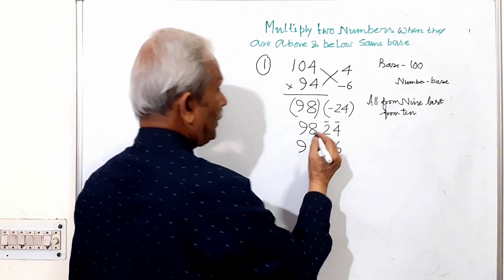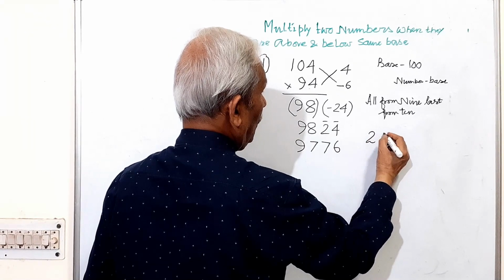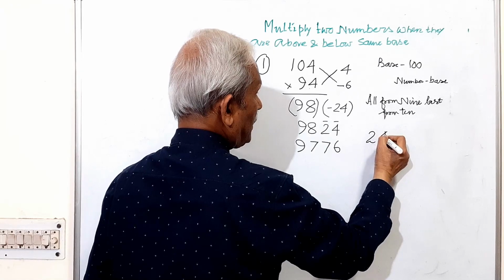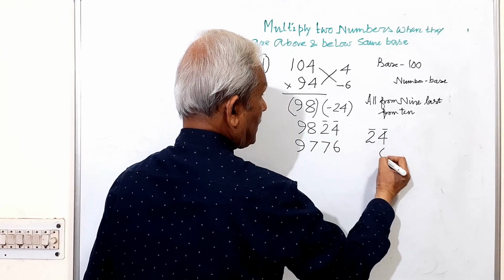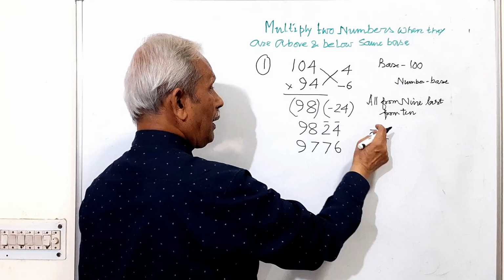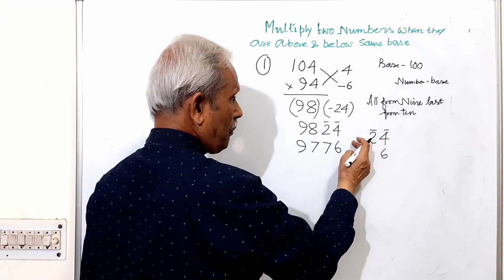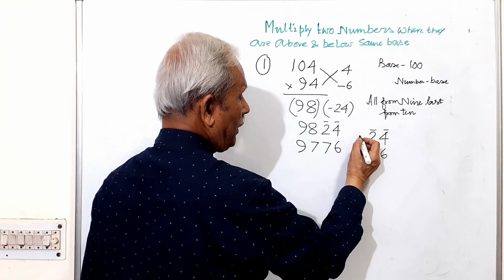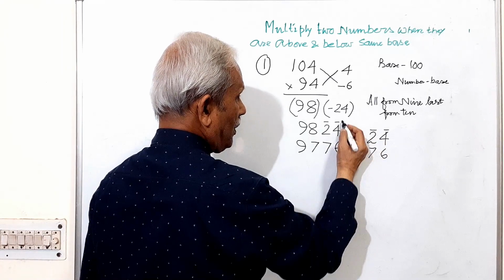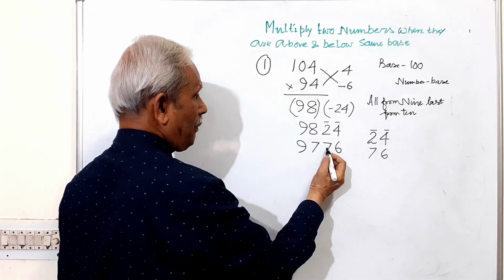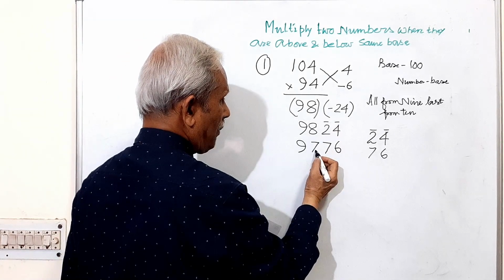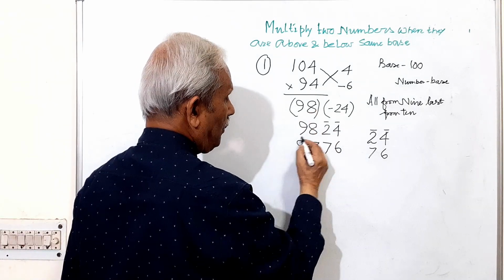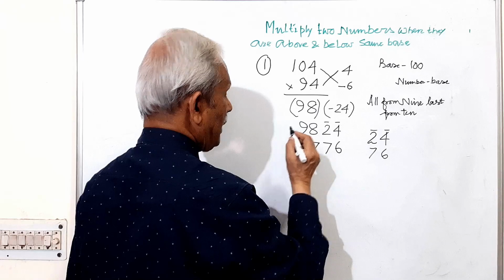For removing the bar number, the process is, for example 24 here, we have to remove the bar from 2 and 4. You reduce the last number, 4, from 10, which gives 6, and reduce all the previous numbers from 9. 9 minus 2 is 7, and the number before it should be reduced by 1. So 10 minus 4 is 6, 9 minus 2 is 7, and 98 is reduced by 1, so it becomes 97. So 9776 is the answer.